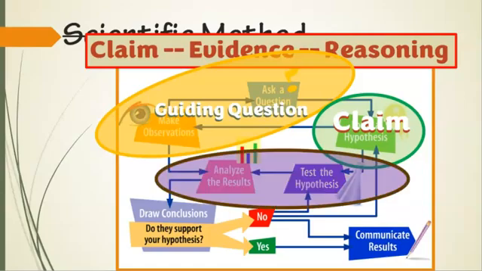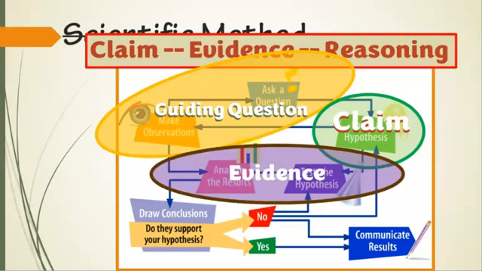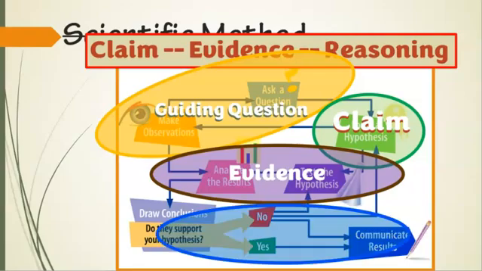Anyway, looking at the next section, testing your hypothesis, analyzing those results, coming up with graphs or whatever, this is what we would call our evidence portion of our reports. And then the whole last bottom part: so we've got a claim, evidence, and now we're going to explain our evidence, and that's going to be our reasoning.